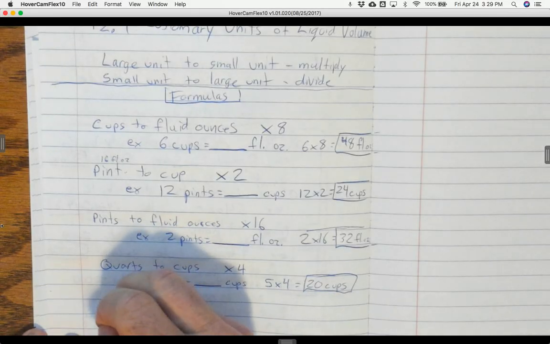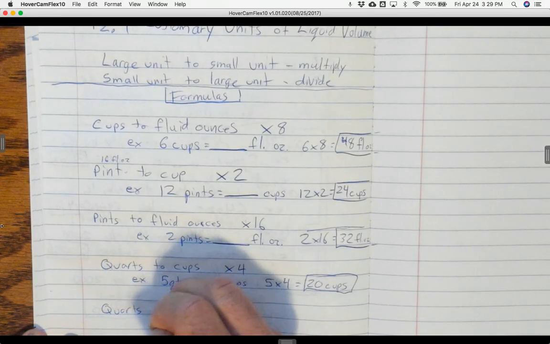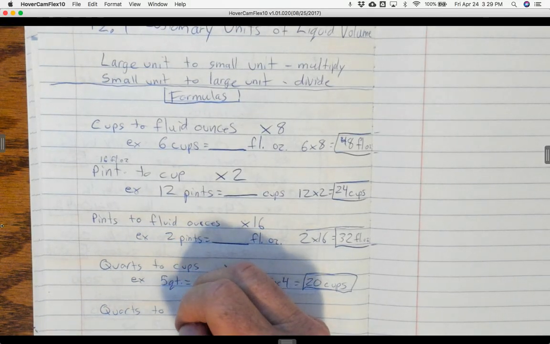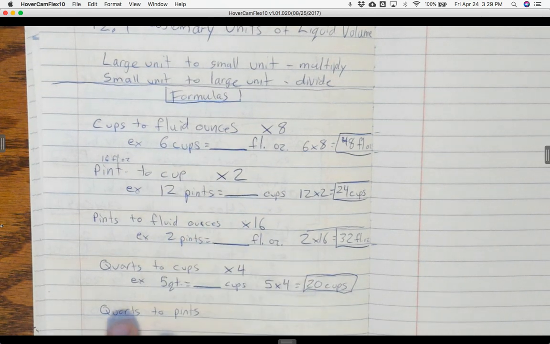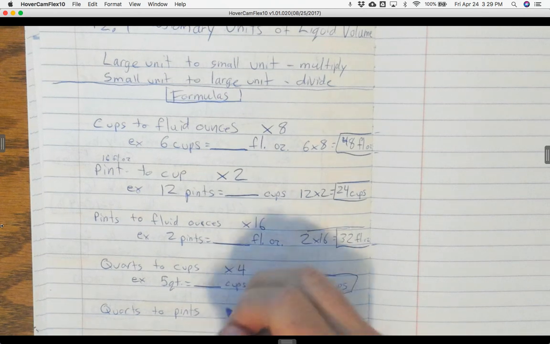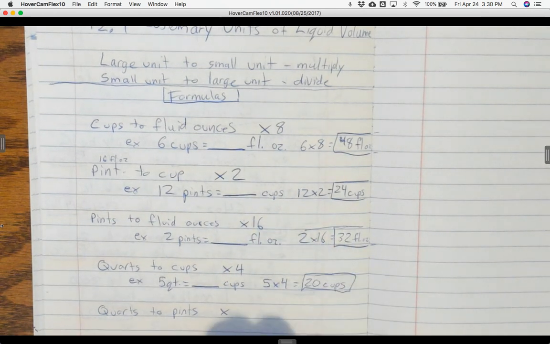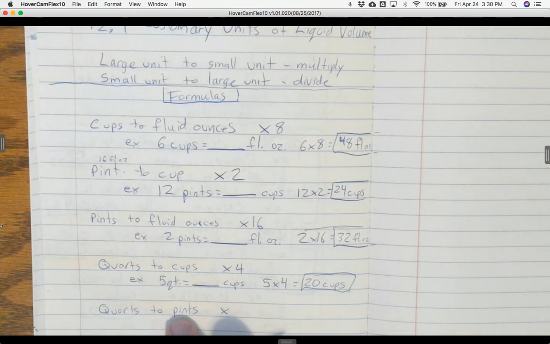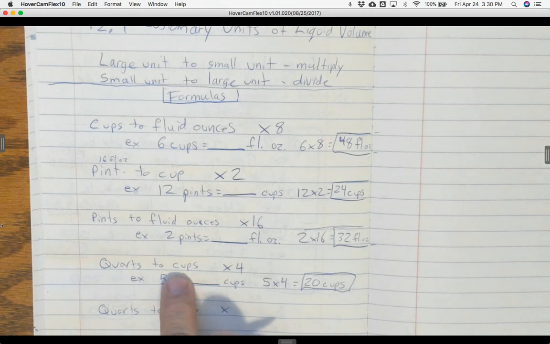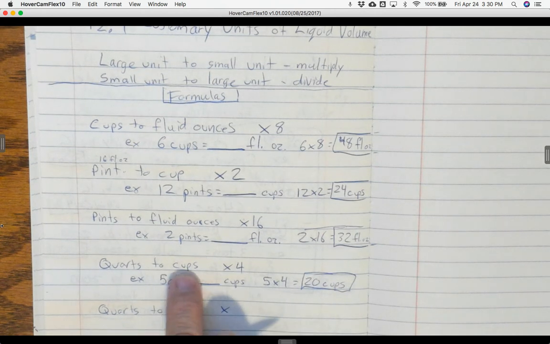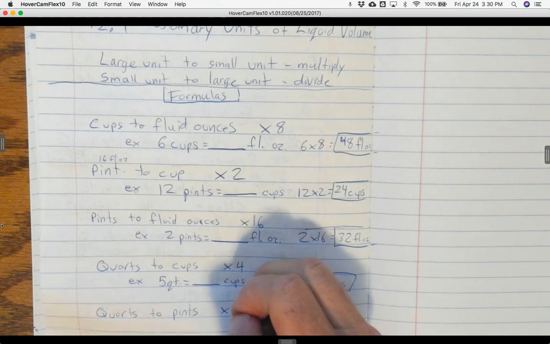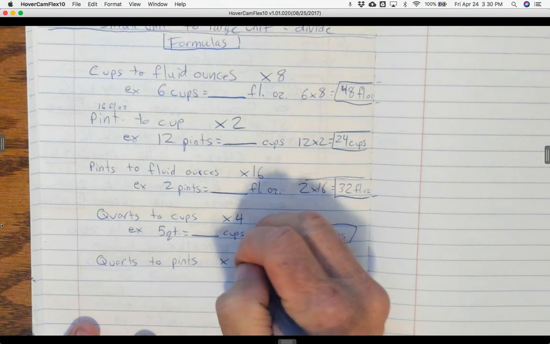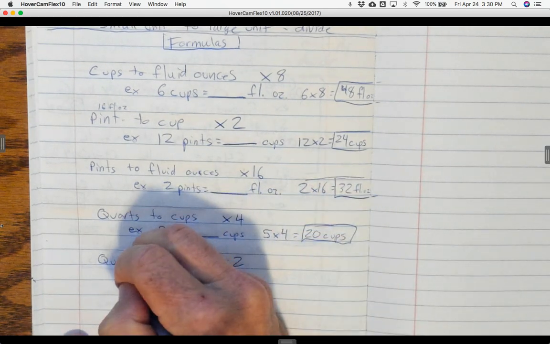Now we're going to move on to quarts to pints. Remember, a pint is just 2 cups. But we're still going from a large unit to a small unit, so that is going to be multiplication. If there's 2 cups in 1 pint, and there's 4 cups in a quart, we've got to halve that number. So our formula here is just going to be times 2.